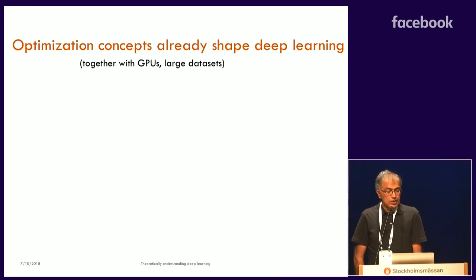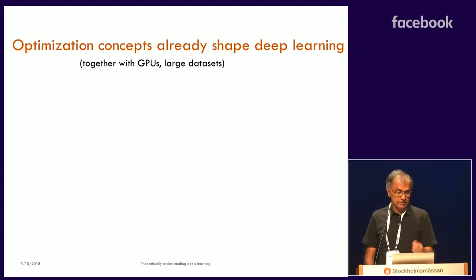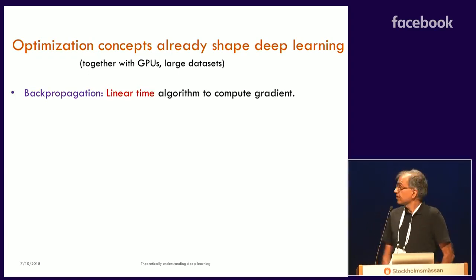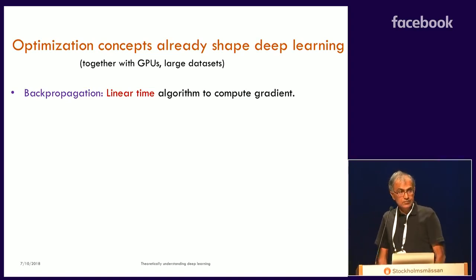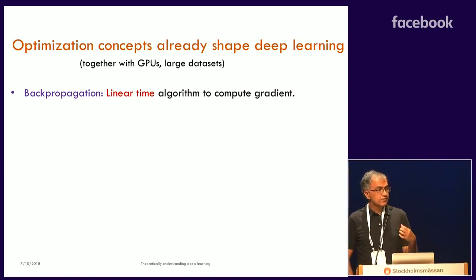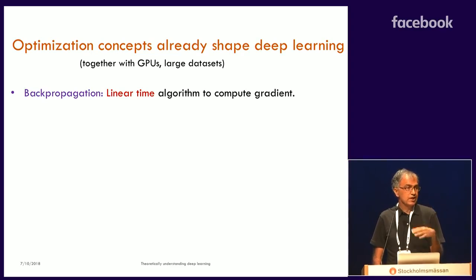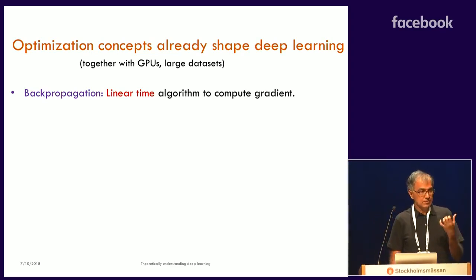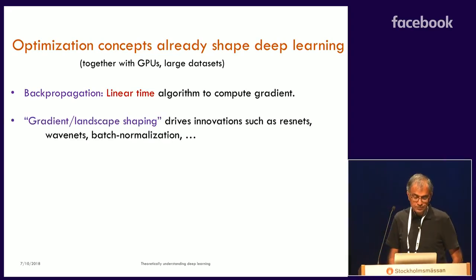So the point I want to make is that optimization concepts have already shaped deep learning a lot, together with, of course, things like GPUs and large data sets. So for instance, backpropagation, a very old algorithm, goes back in the main ideas to the 50s or 60s. And in the modern incarnation, it's very important because it's a linear time algorithm, linear in the size of the network. And that's very important because networks today have millions of parameters. So a quadratic time algorithm, which would be naive, would be too expensive. So backpropagation is great that way.